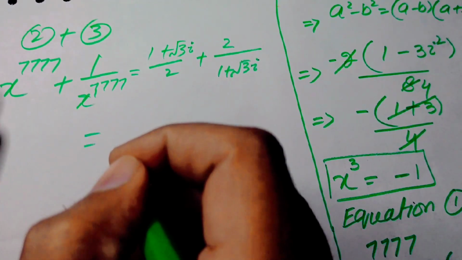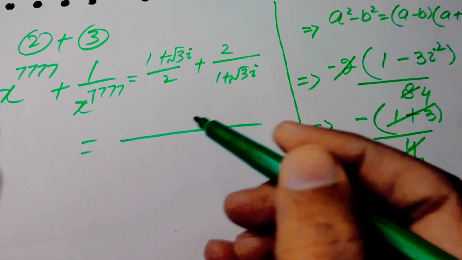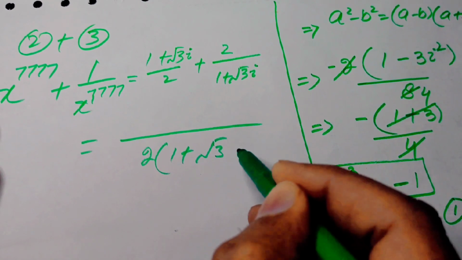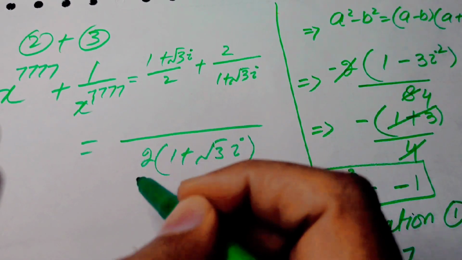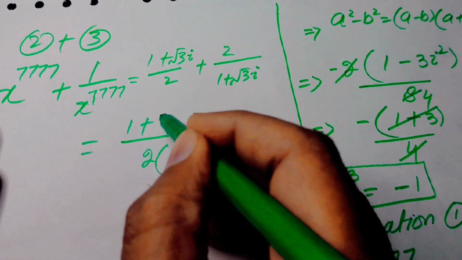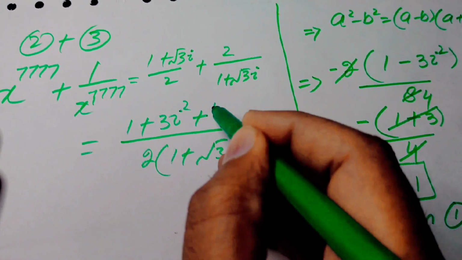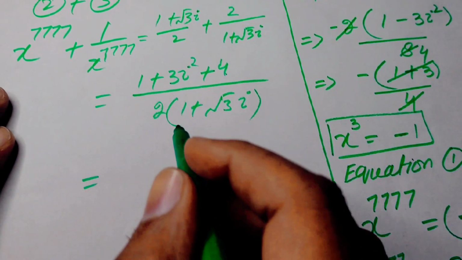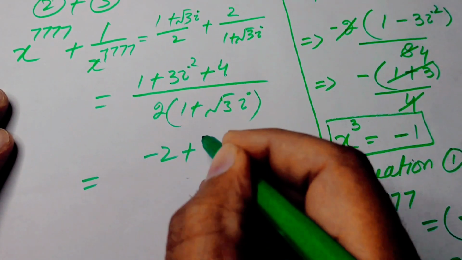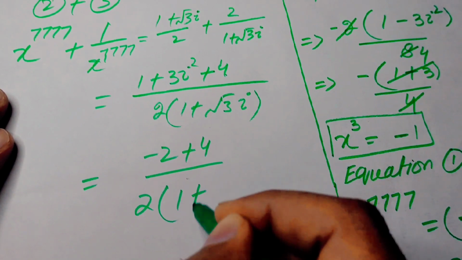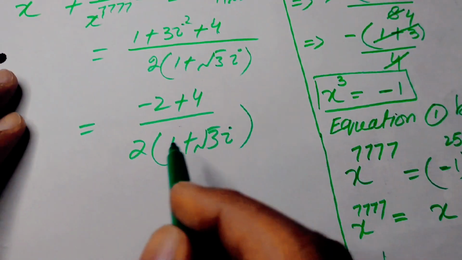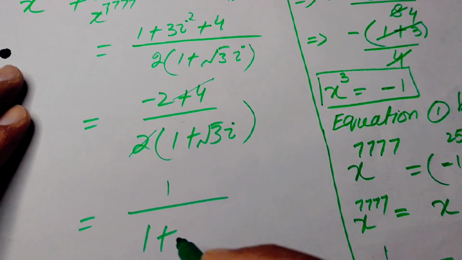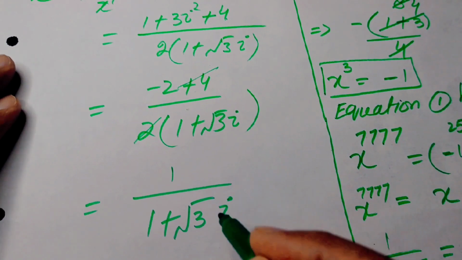Now we just make some simplification here, and first we will take the LCM of the denominators. So we will obtain 2 times (1 plus square root 3 i), and after some simplification we will get (1 plus square root 3 i) square plus 4. And here we know that the value of i square is minus 1, and when we substitute it here, we will obtain (minus 2 plus 4) over 2 into (1 plus square root 3 i), and this minus 2 plus 4 is 2, and this is cancelled out by this one, and the final answer is 1 plus square root 3 i. This is our answer.